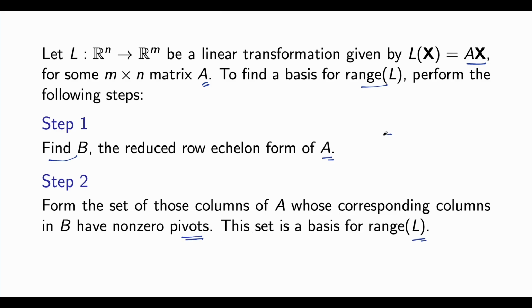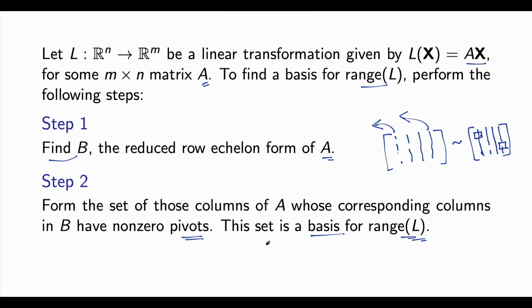It means, suppose you have some columns and you have the RREF, and you got pivots only in the first column and the last column. Then, corresponding to the first column and last column, you keep those columns of A in the basis set of the range. This is what they are trying to say.